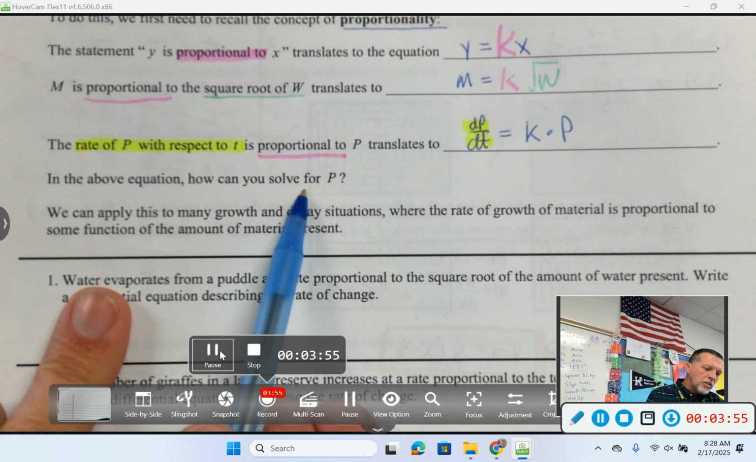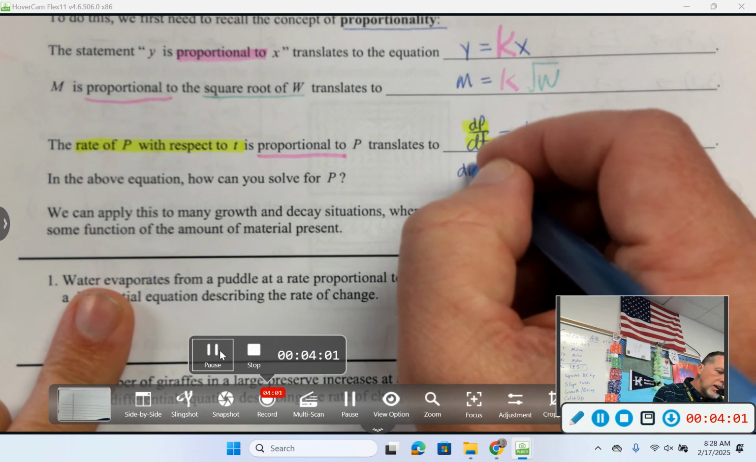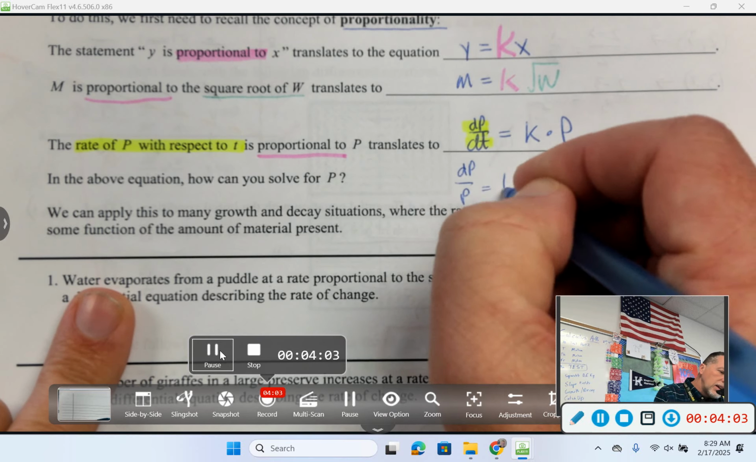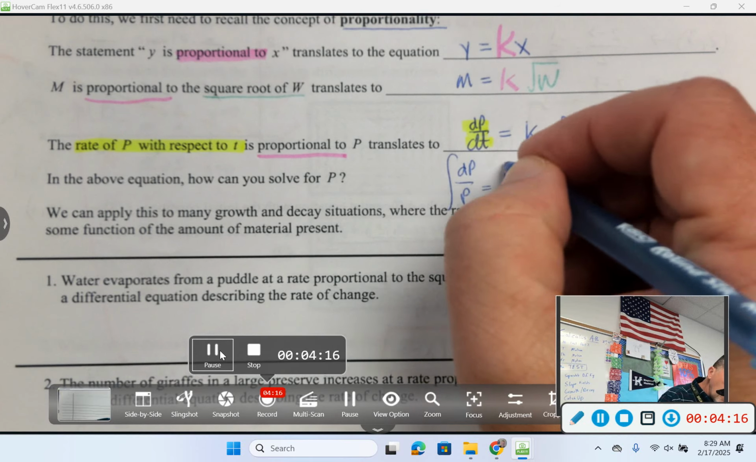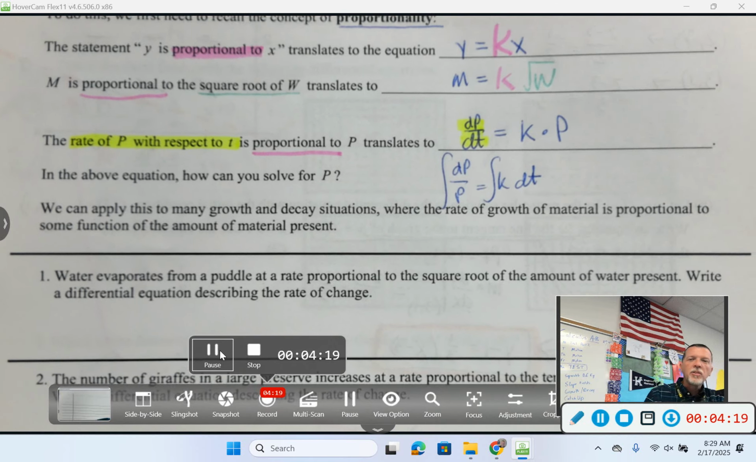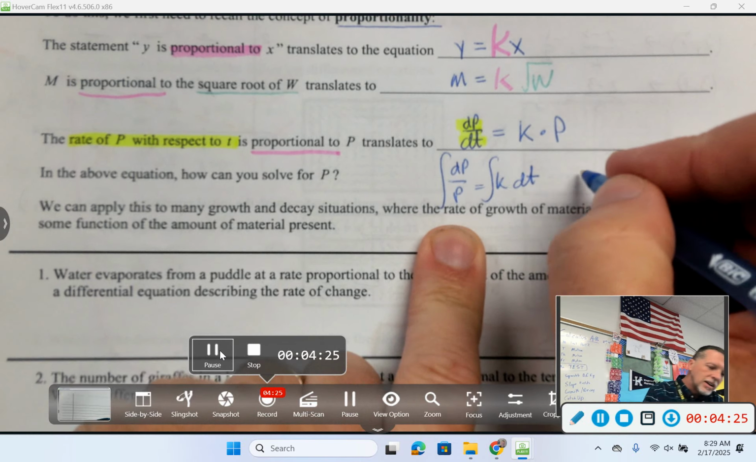In the above equation, how would you solve for p? Well, separate, integrate, quantitate. So that would be dp over p equals k times dt. There's our separate. And then we would integrate, and then we'd solve. You know what? Let's go ahead and do this one, because it's been a while. Not much space there. What's the antiderivative of dp over p? Natural log of p.